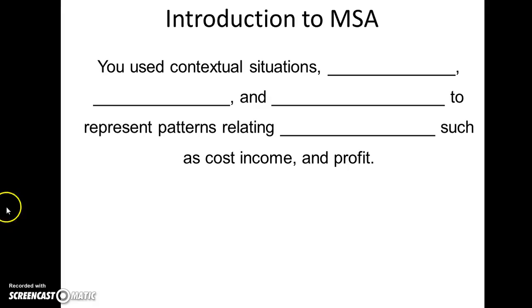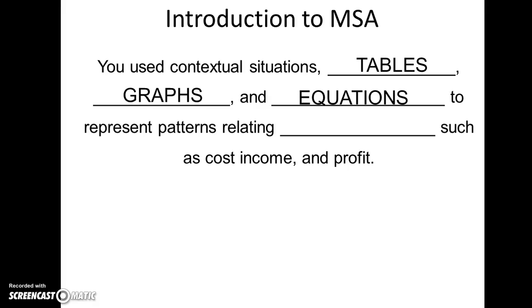So in that unit, you had used contextual situations. That just means word problems. You also used tables, graphs, and equations to represent patterns relating variables such as cost, income, and profit. So you had two variables and you saw how they were related to one another, and you were looking for a constant rate of change, and we will be continuing with that with this unit.